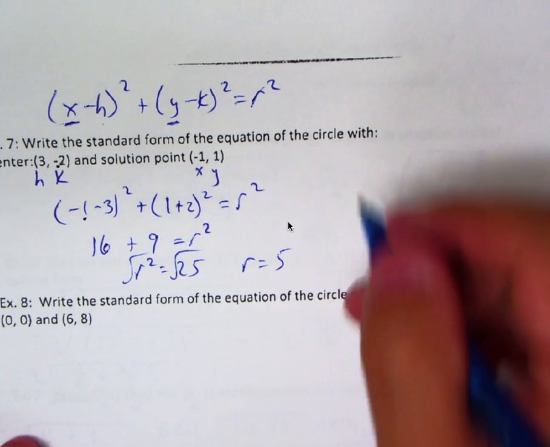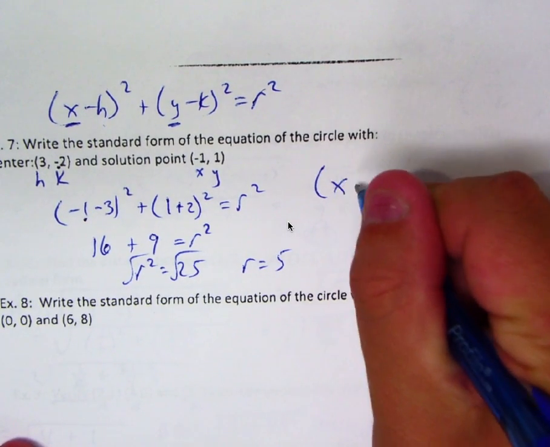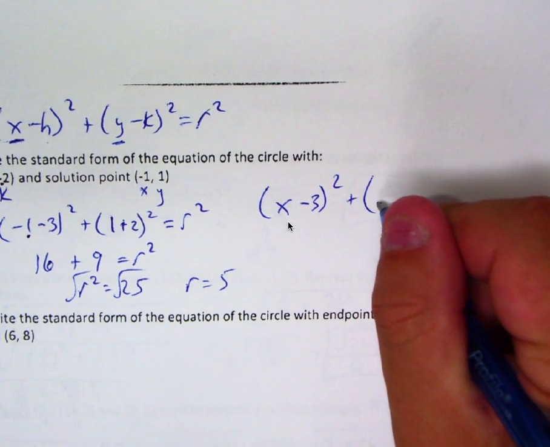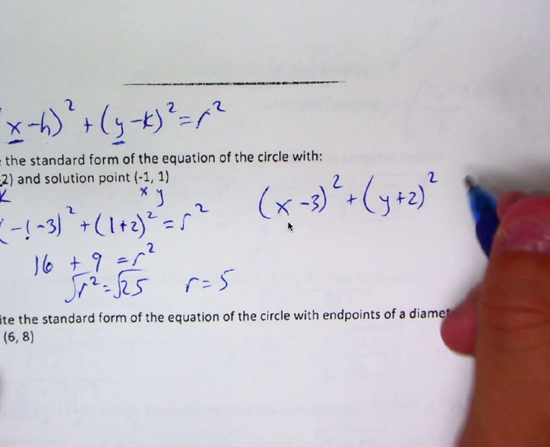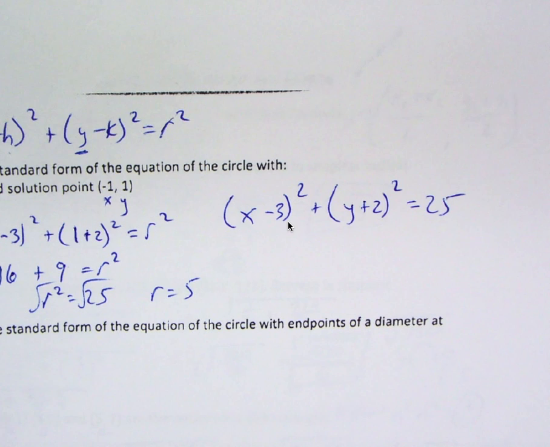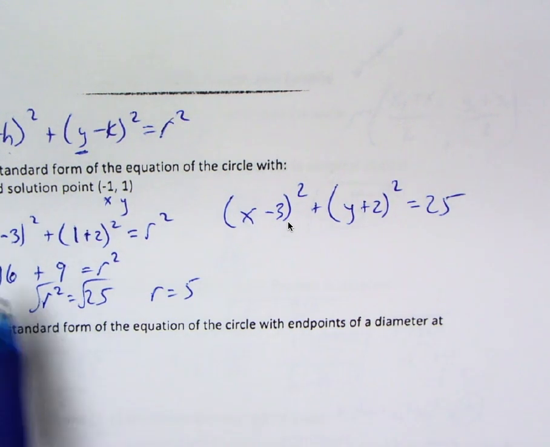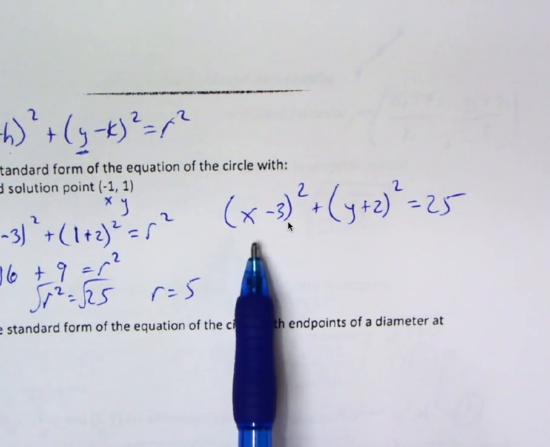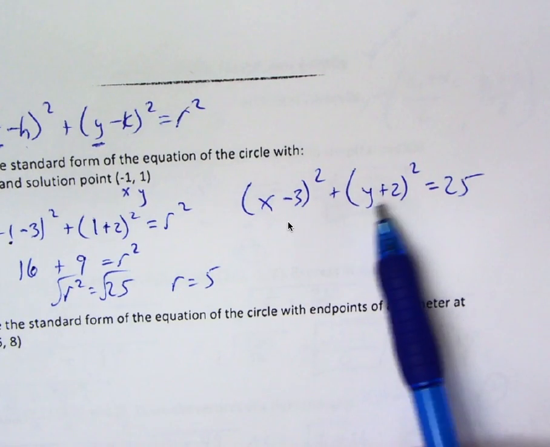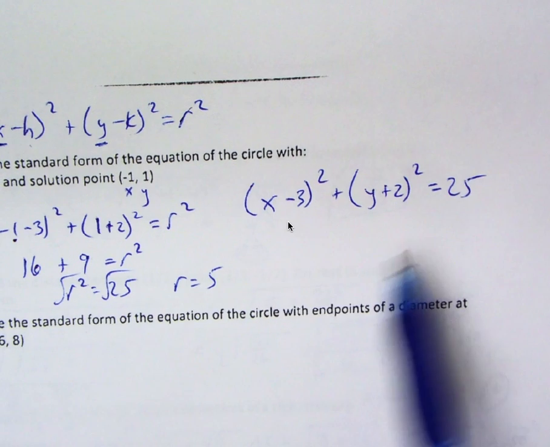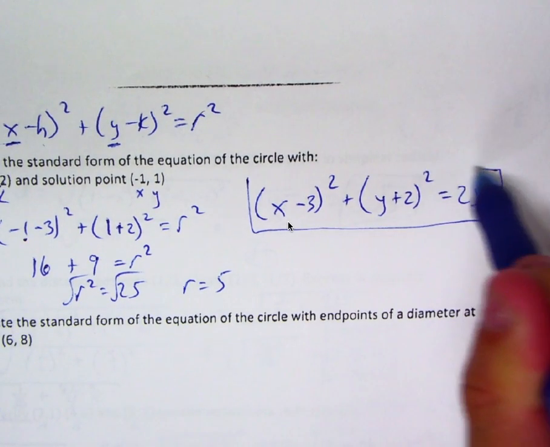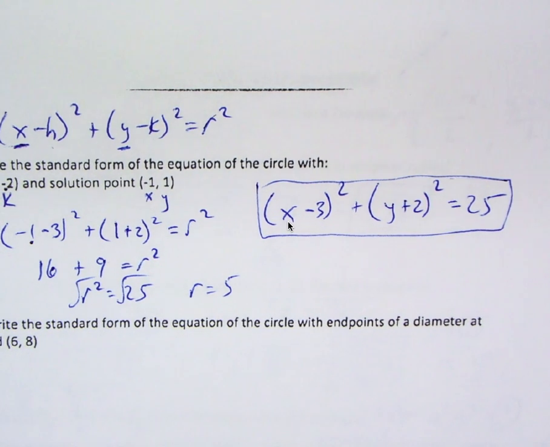Okay, so we know it's going to be x minus 3 squared plus y plus 2 squared equals 5 squared. Here's the equation. Notice h was 3, positive 3, but it's x minus 3. K was negative 2, so it's y plus 2 in the parentheses, and then r squared is 25. And there's our equation. Right there.